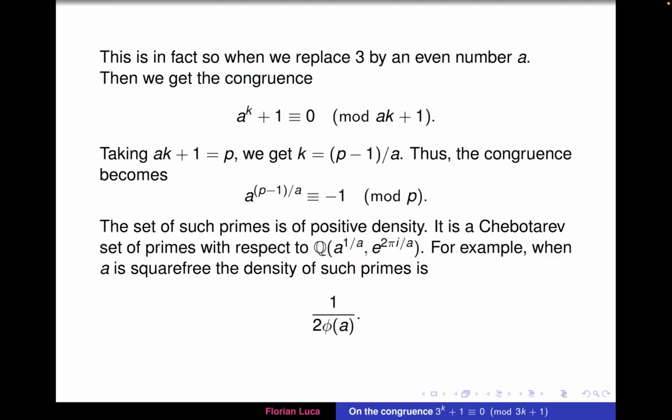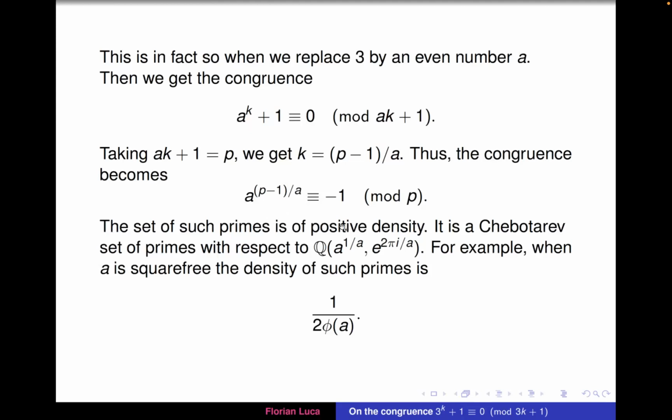Actually, this works for every even number. What do I mean that it works for every even number? Take a to the power k plus 1 congruent to 0 modulo ak plus 1. Take ak plus 1 to be equal to p, so I get k is (p minus 1)/a. So what I want is a to the power (p minus 1)/a to be negative 1 mod p. As we saw in the example with a equals 3, the reason it doesn't work is because if a is odd, if you exponentiate this one, you get a contradiction to Fermat's little theorem. But if a is even, you don't really get that.